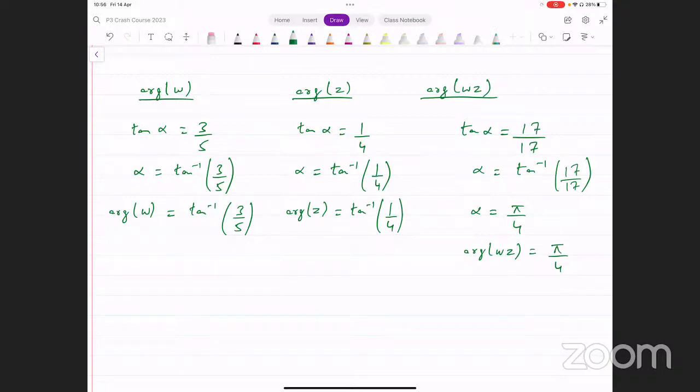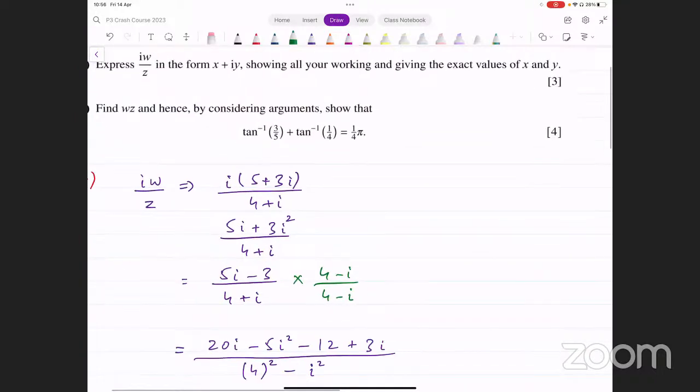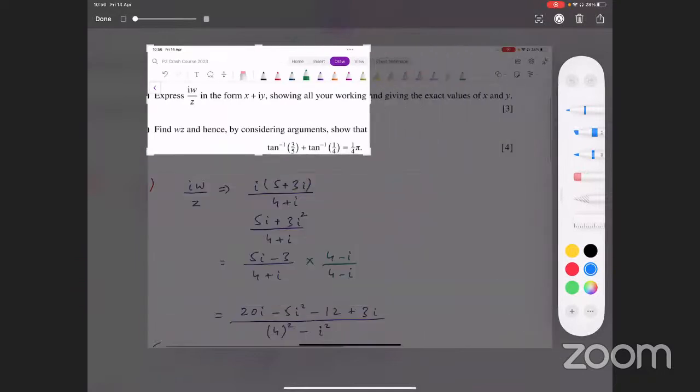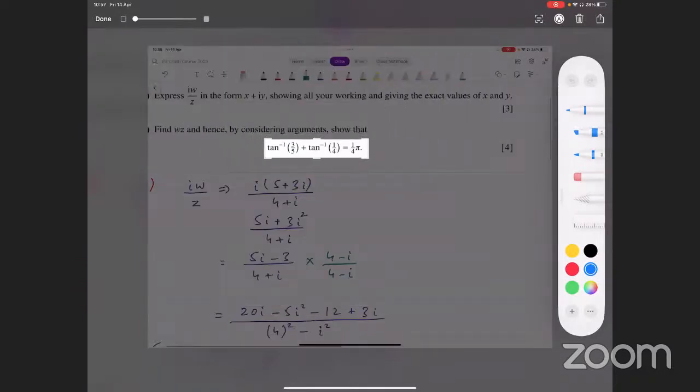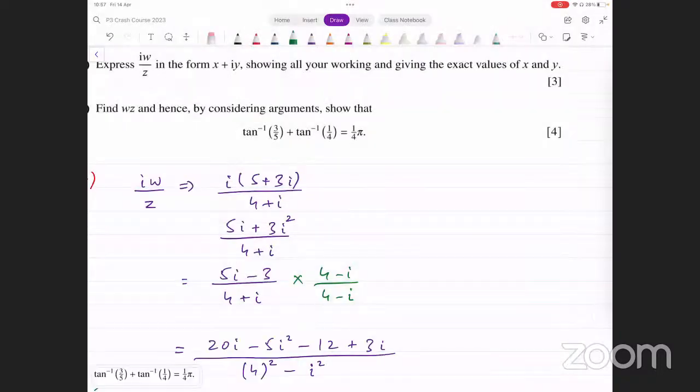We've got these three arguments: the argument of W, the argument of Z, and the argument of WZ. Now, what exactly do we need to prove there? Let's have that in front. I'm just going to copy that here and try to see how we can prove this using what we have just calculated.